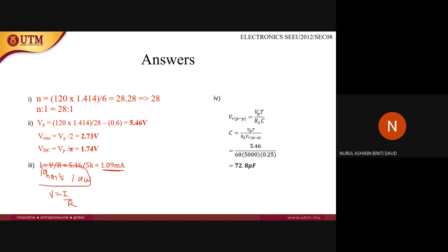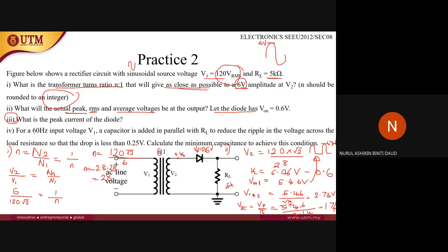Okay. So next, for question number 4, for a 60 Hz input voltage V1, a capacitor is added in parallel with RL to reduce the ripple.